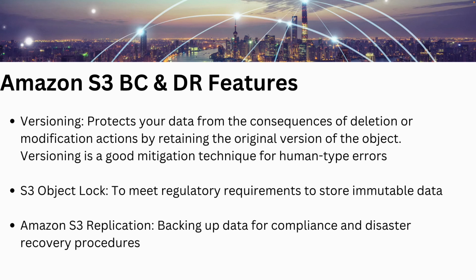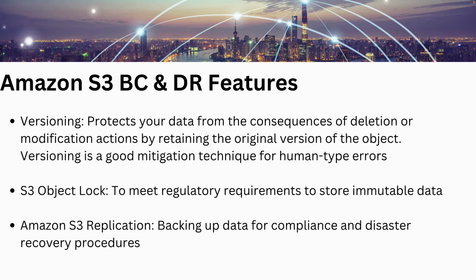So now let's understand Amazon S3, the Simple Storage Service. What are the features that it provides to help you think about it as part of your business continuity and disaster recovery strategy? First thing is versioning. Versioning protects your data from the consequences of deletion or modification actions by retaining the original version of the object. Versioning is a good mitigation plan for human error. Once you enable versioning on your bucket, you'll have multiple versions of your objects. I'll do a complete versioning deep dive in another video, but versioning can really help you protect your data by having multiple versions.